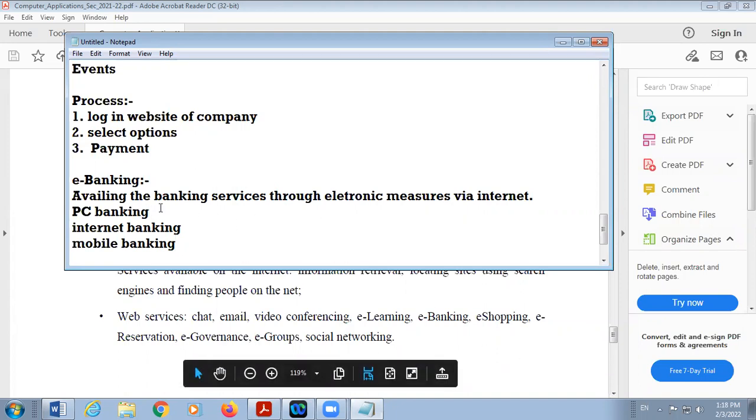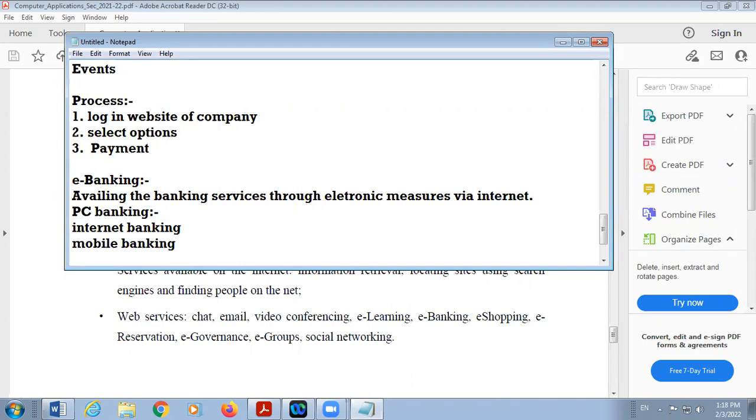In the case of PC banking, you are directly connected with the bank. These are for big companies. The computer of that company is directly linked with the bank's computer, and there are direct transactions between the bank and the company. This is called PC banking. Here, online banking enables customers to execute bank transactions from a PC via a modem. But this is not famous now.